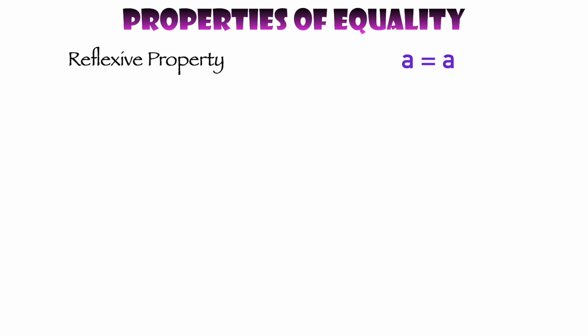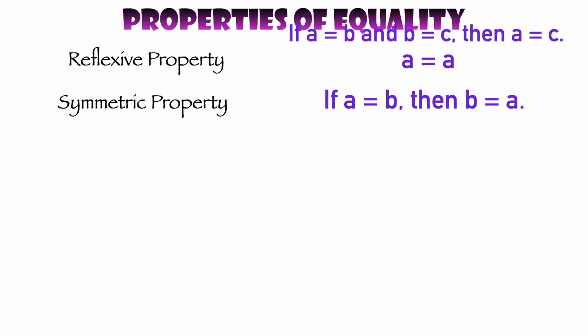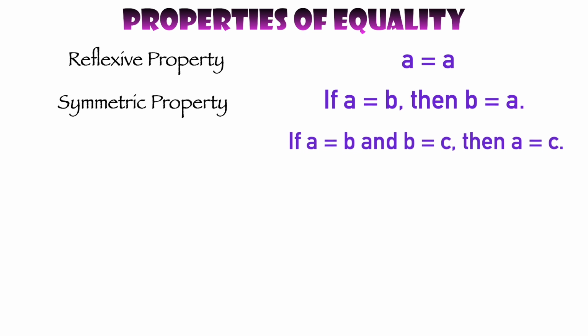Meron din tayong tinatawag na symmetric property. Yung nasa left side ng equation, pwede nating i-interchange sa right side. So if A is equal to B, then B is equal to A. Ang tawag dito is symmetric property. This is algebra based now. So third, if A is equal to B and B is equal to C, then A is equal to C. This is transitive property.